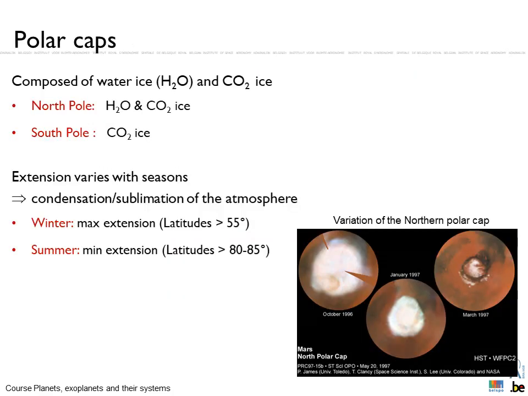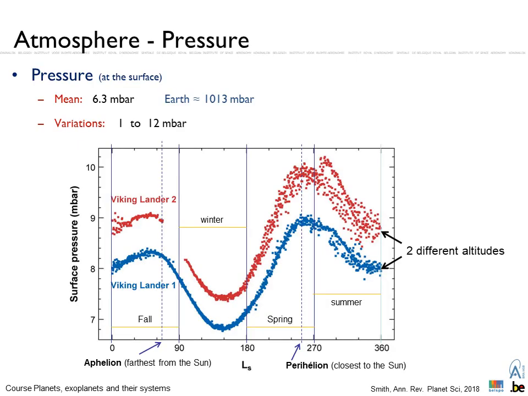The northern and southern polar caps are also different, being composed of CO2 ices and water ice in the north. Their latitudinal extension varies with seasons and again differs in both hemispheres. Following the sublimation and condensation cycles of CO2 on the polar caps, the pressure is directly impacted, CO2 being the main constituent of the atmosphere.